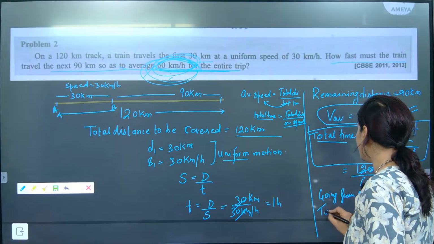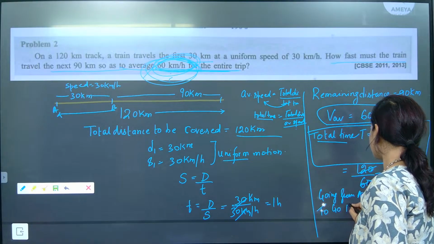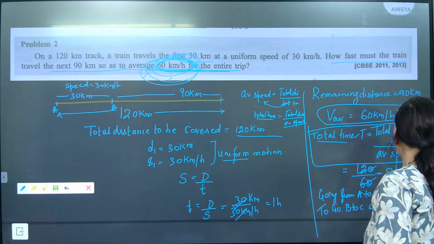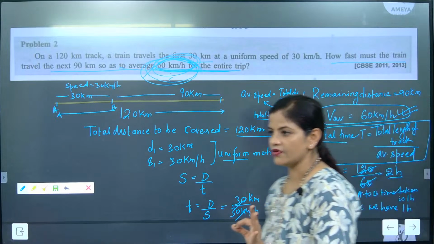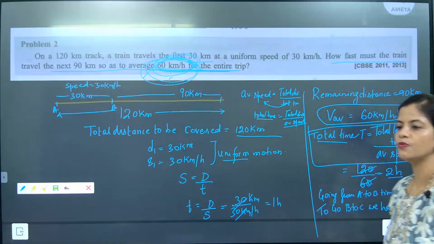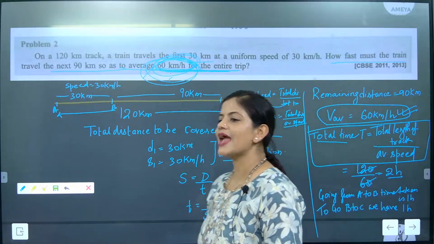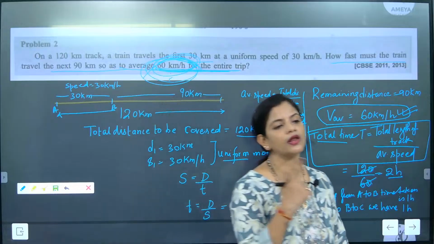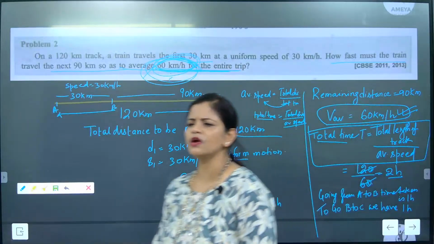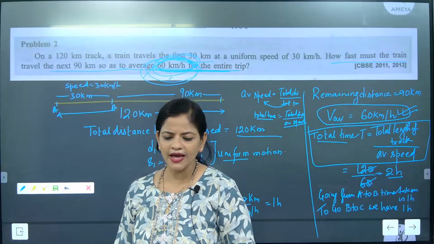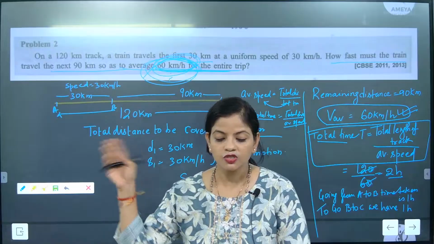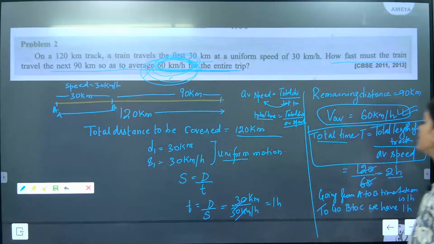So to go B to C, how many hours do we have? 1 hour. We have only 1 hour. Then what speed should we maintain so that we can cover the B to C distance in 1 hour? Just the formula. Speed is equal to distance by time. That's very correct, beta.